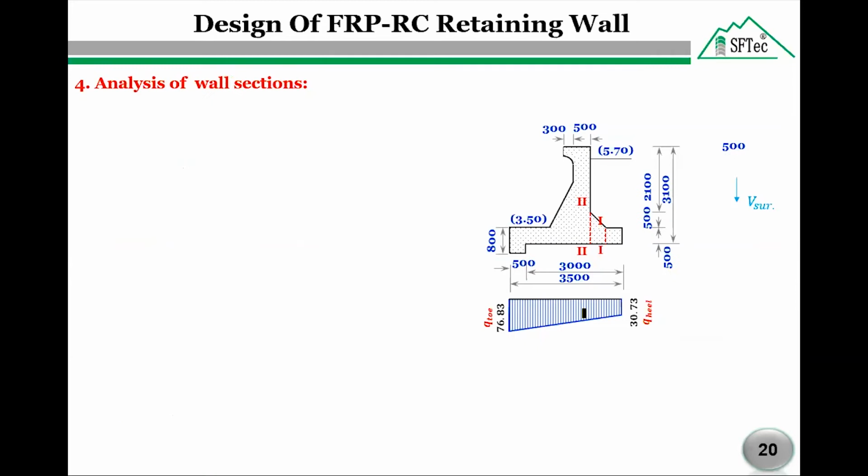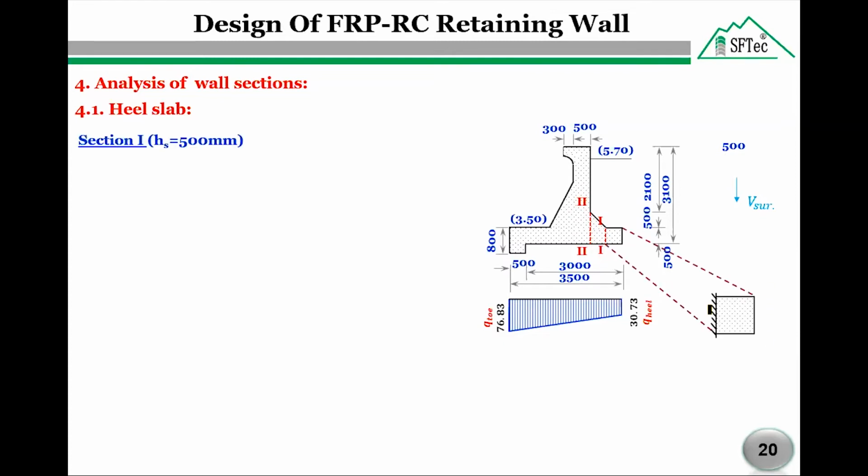In this step, number 4, we are going to analyze all wall sections in order to estimate the maximum bending moment and maximum shear force. Let us start with the heel slab. The heel slab acts as a cantilever projecting from the back face of the stem. As we see here on our right side, the heel slab has two different depths: the depth at section 1-1 and the depth at section 2-2. So we will analyze these two sections.